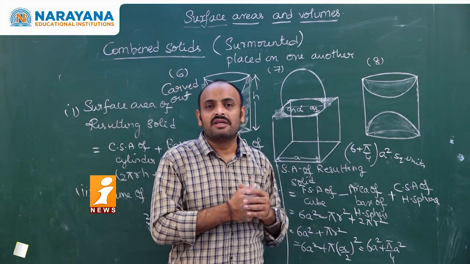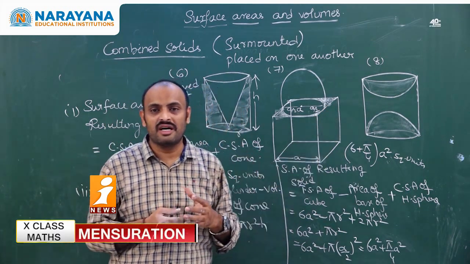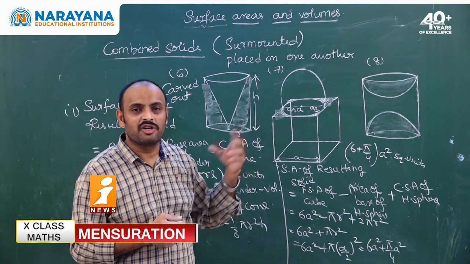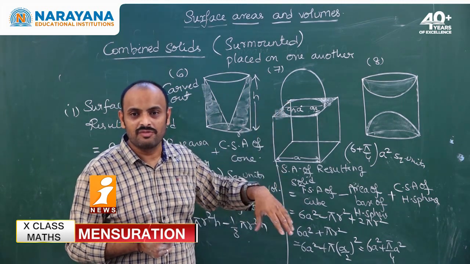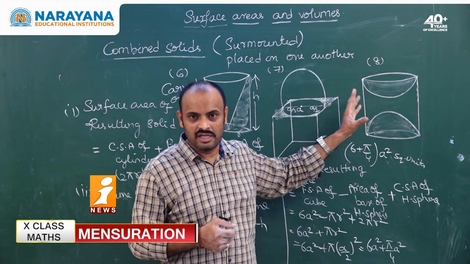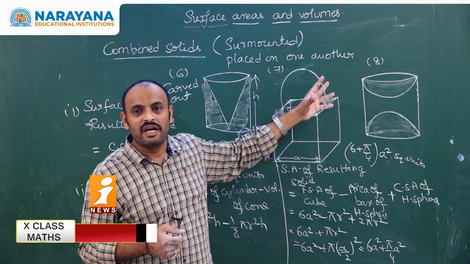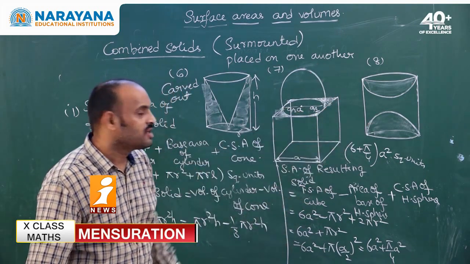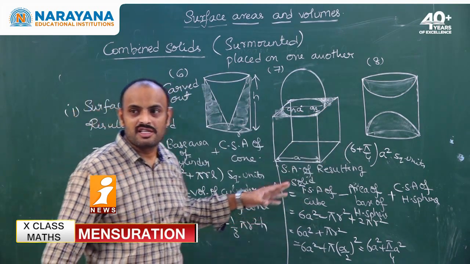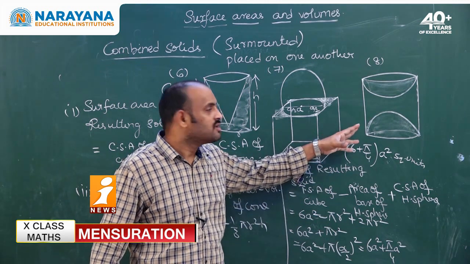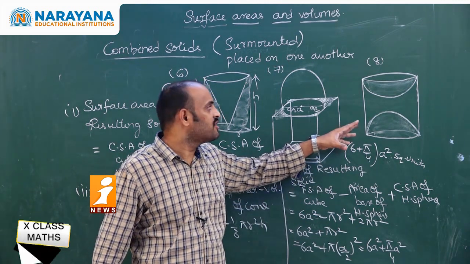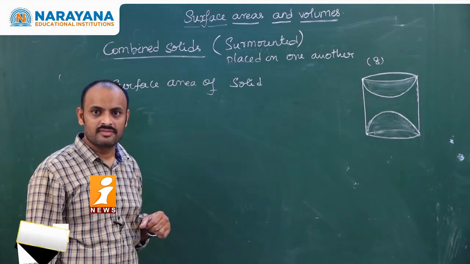From a solid cylinder, two hemispheres are carved out from the top as well as from the bottom. Now, how to find the surface area of this solid?